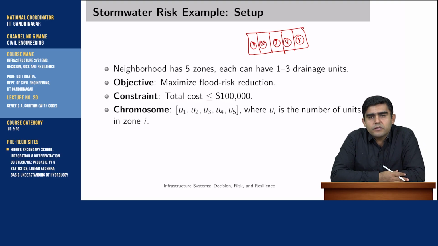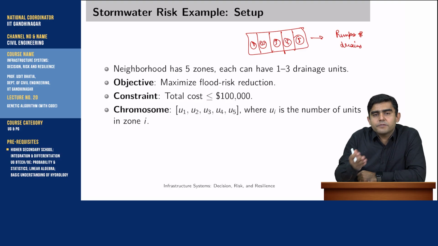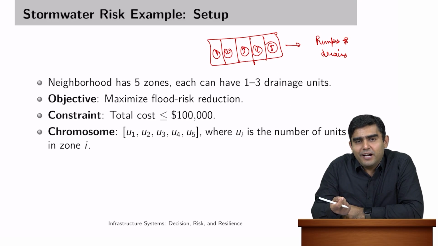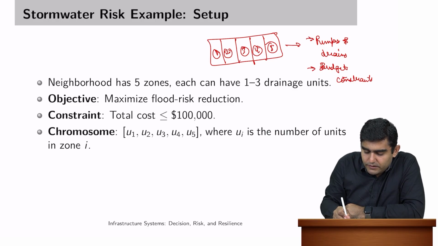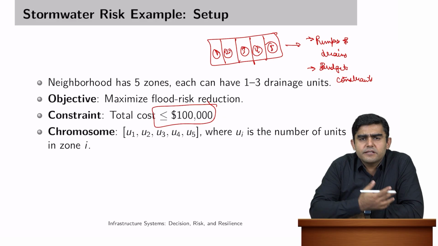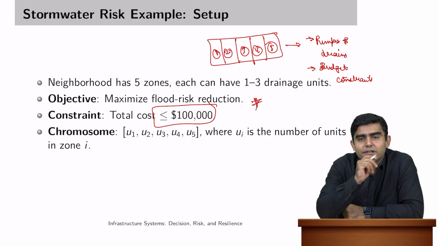And all these zones suffer from some problem of flooding. Now, to reduce this problem of flooding, you have to provide pumps and drains. And when you put pumps and drains, you have to invest money. And there are always going to be budget constraints. This is something we have discussed time and again in various optimization problems. So here it is said that whatever solution you come up with, its cost should be less than 100,000 rupees or $100,000. Unit doesn't matter. The objective is to maximize flood risk reduction.